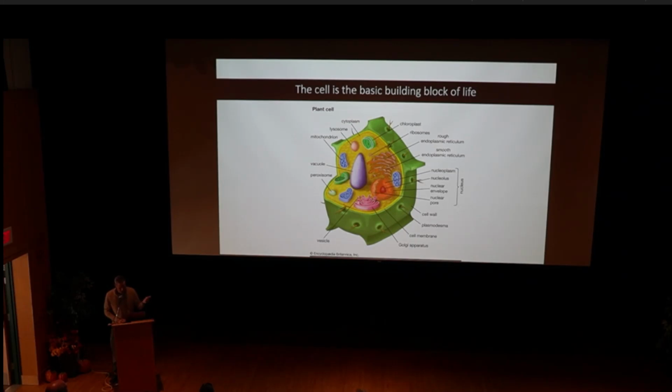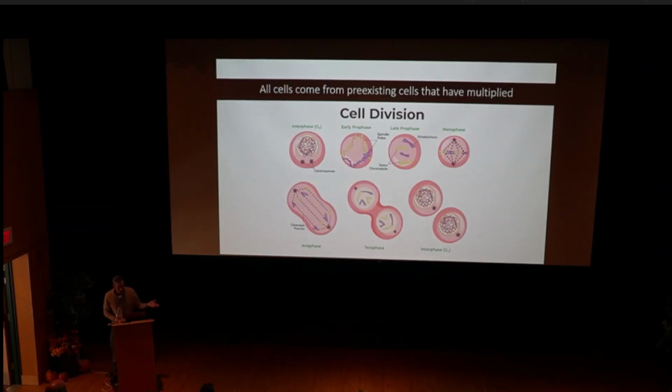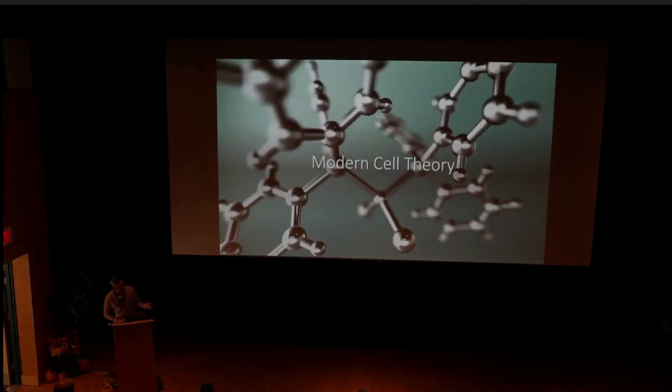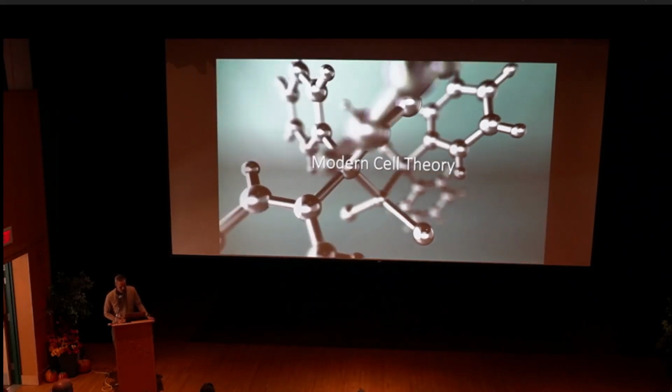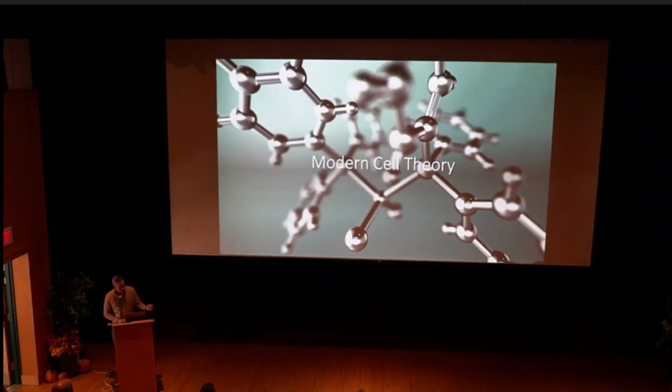The cell is the basic building block of life, and then all cells come from pre-existing cells that have multiplied. So you're looking up here at mitosis, the cell division that duplicates one cell into two cells. This classical cell theory is from the 1850s, 1865 or so, up to the U.S. Civil War. This is the best of the theories, but once again, we get new tools, new insights and new research. We build upon the shoulders of giants. We get to stand up there and look out further.